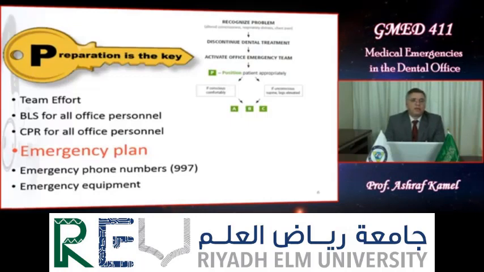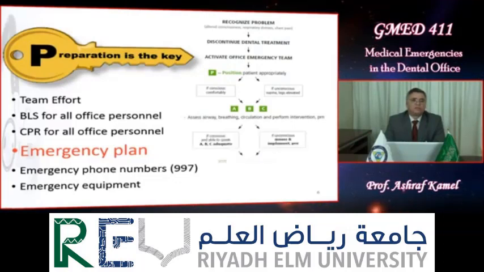And in the emergency plan, first of all, in dealing with emergency is to check the ABC. A is the airway, B the breathing, C the circulation. And accordingly, you are going to go ahead in your plan, whether the patient is conscious, breathing with a palpable pulse, or the other way around if he's unconscious and not breathing and no pulse.